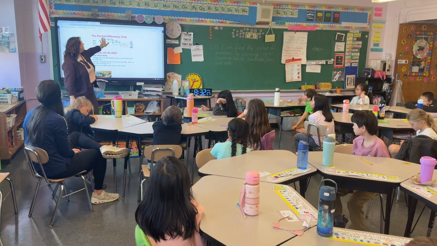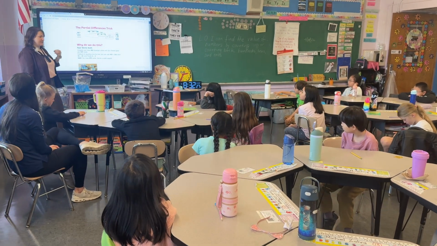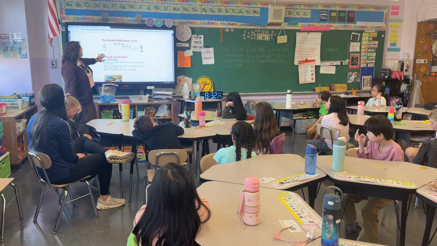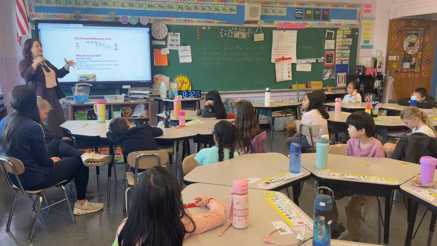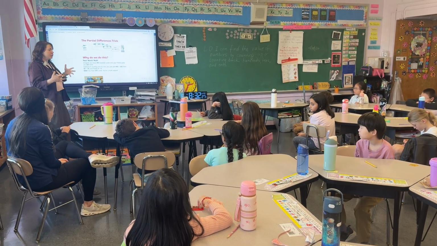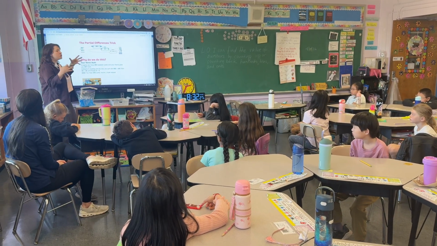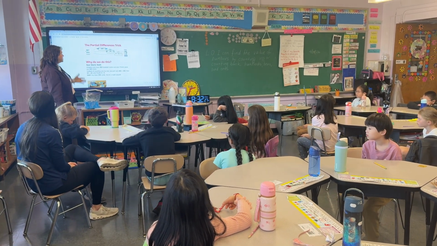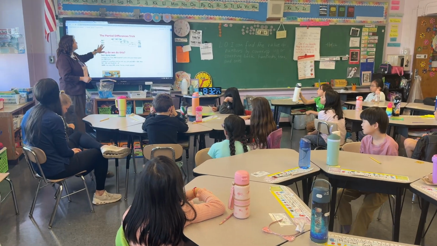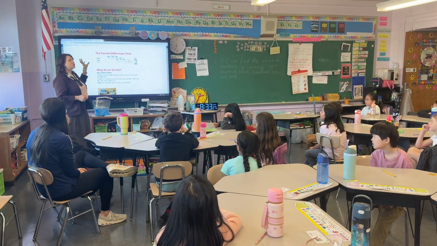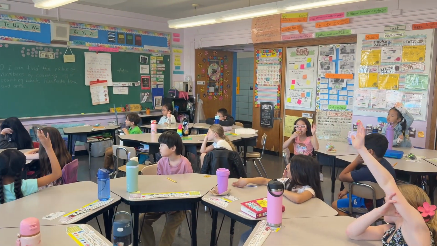It's the partial differences trick. We started to learn about this yesterday a little bit. So we're gonna keep going and explore this way more, because this way still provides some help for you, but it's a little easier. It's less drawing and you just use your numbers. So can someone tell me how we do this way? What do we have to look at first? Tilda?